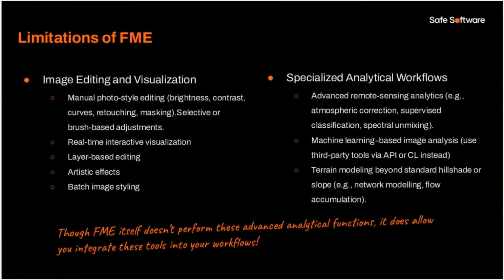analysis. In this case, you would use third-party tools via an API or command line call, and terrain modeling beyond standard hillshade or slope. FME handles hillshade or slope, but for anything more advanced than that, like network modeling or flow accumulation, other tools are better suited to the task. An important thing to note here is that though FME itself doesn't perform these advanced analytical functions, it does allow you to integrate these tools into your workflows via something like an API caller or a Python caller.